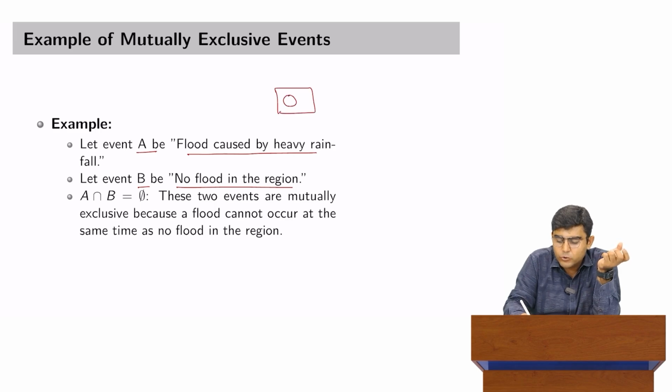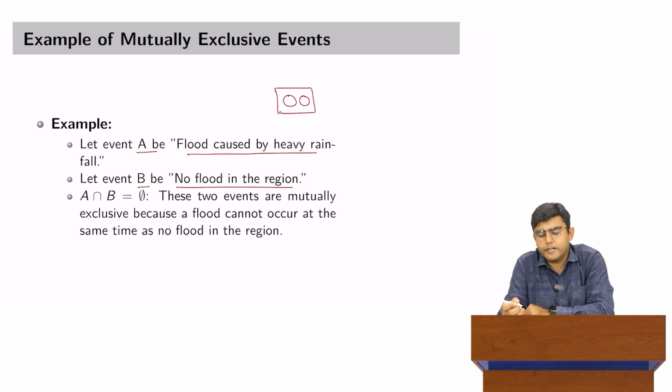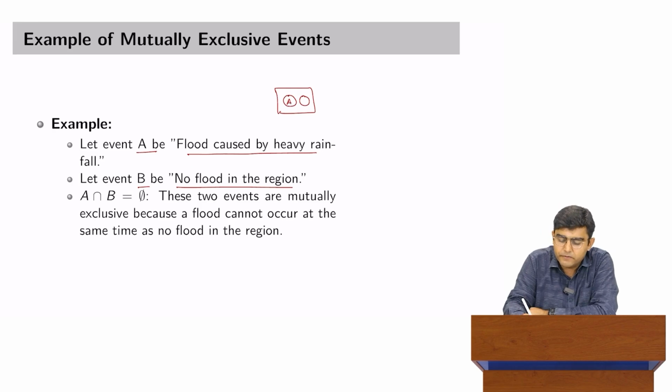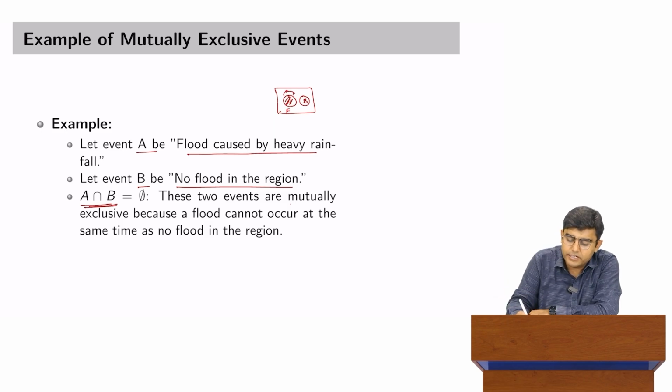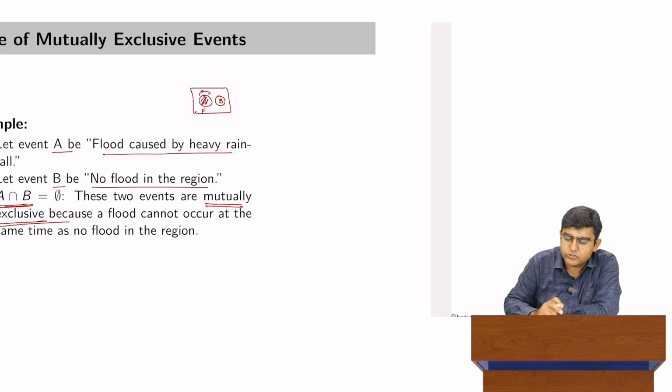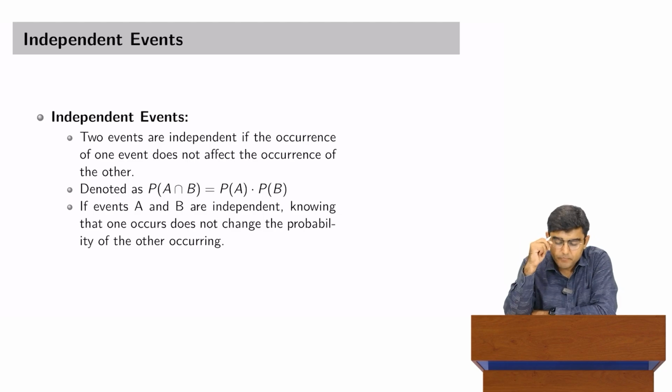Whenever we draw it in a Venn diagram, this would be event A, where there is flood, and event B is everything outside A that does not intersect with A. And we say that these two events, as their terminology suggests, cannot occur simultaneously, and hence they are mutually exclusive events. Sometimes people confuse mutually exclusive and independent events.